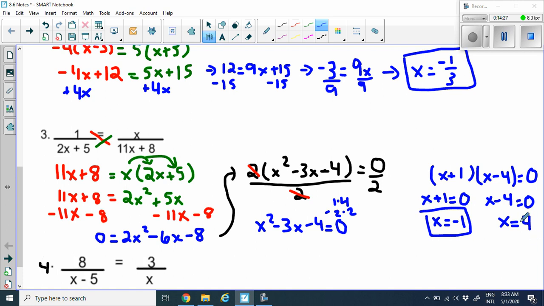Now let's try 4. So I plug it into my first denominator. I do 2 times 4. That gives me 8. 8 plus 5 gives me 13. That works because we don't get 0. Now let's try it here. So I do 11 times 4. So that gives me 44. And then plus 8 gives me 52. So that works as well. So since we don't get 0 there, that means x equals 4 is also a solution. So that means here we get 2 solutions. So x equals -1 and x equals 4.